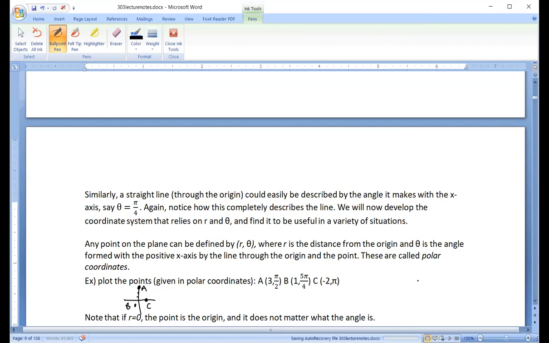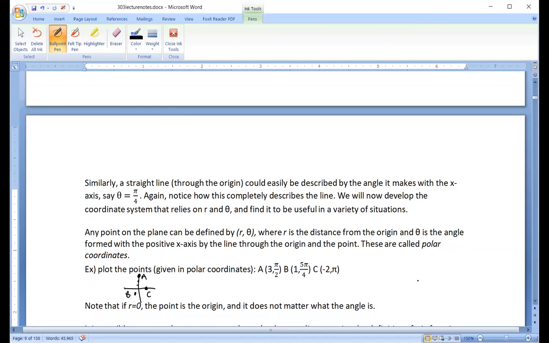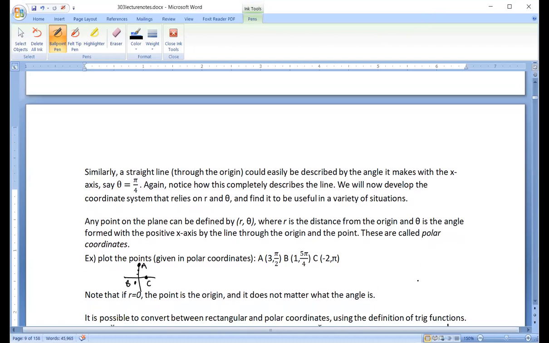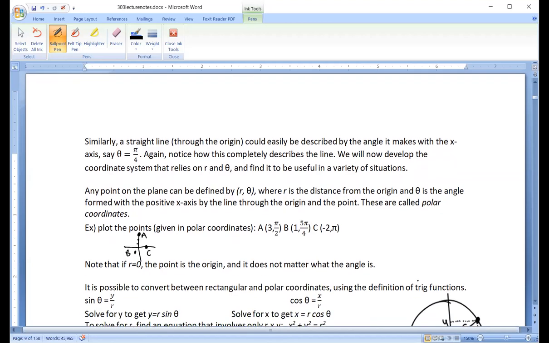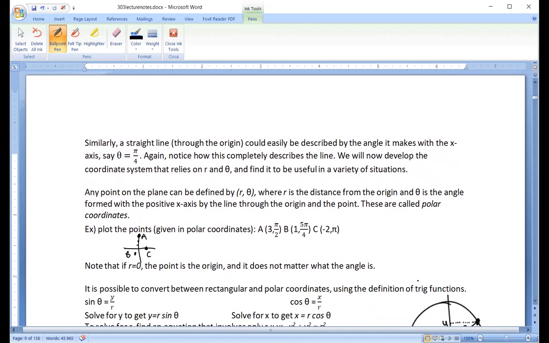Next, we already have rectangular coordinates, x, y, and now we have polar coordinates. It's important to understand how to go back and forth between the two. And we can do that in straightforward fashion if we just think about the definition of trig functions. So we're going to use the fact that sine theta equals y over r and cosine theta equals x over r. And solving from there pretty much gets us the whole way. So notice that we can, from that, directly solve for x and y respectively. So we know that y equals r sine theta, x equals r cos theta.